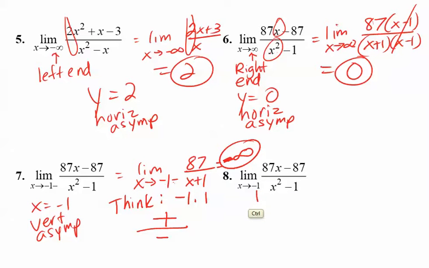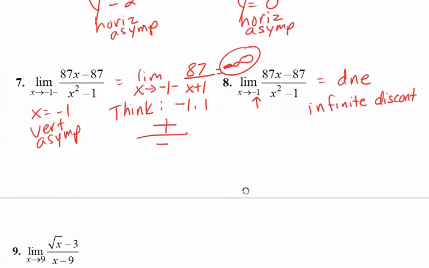Okay, so here we're doing our overall limit as x approaches -1. So the same problem, but we're at a vertical asymptote, so we know that the limit does not exist. There's an infinite discontinuity, so we cannot do a two-sided limit. We can only do a one-sided limit at a vertical asymptote.